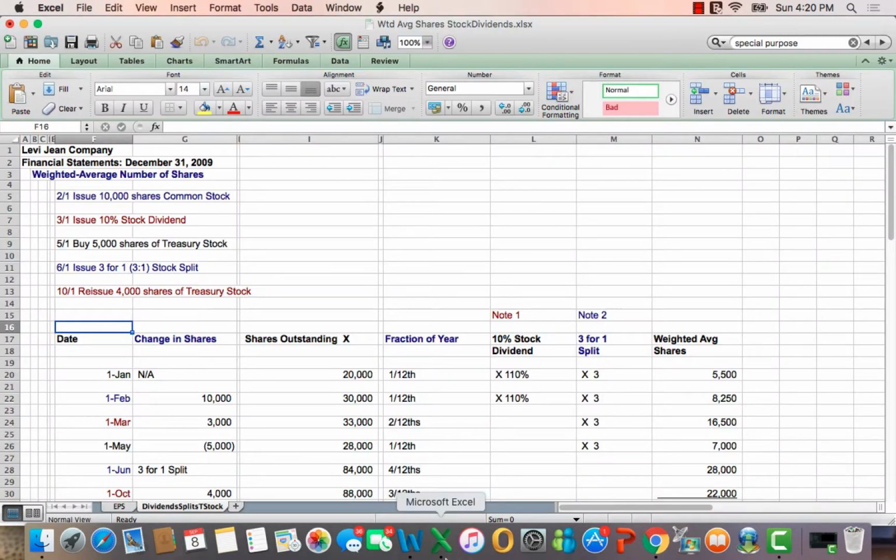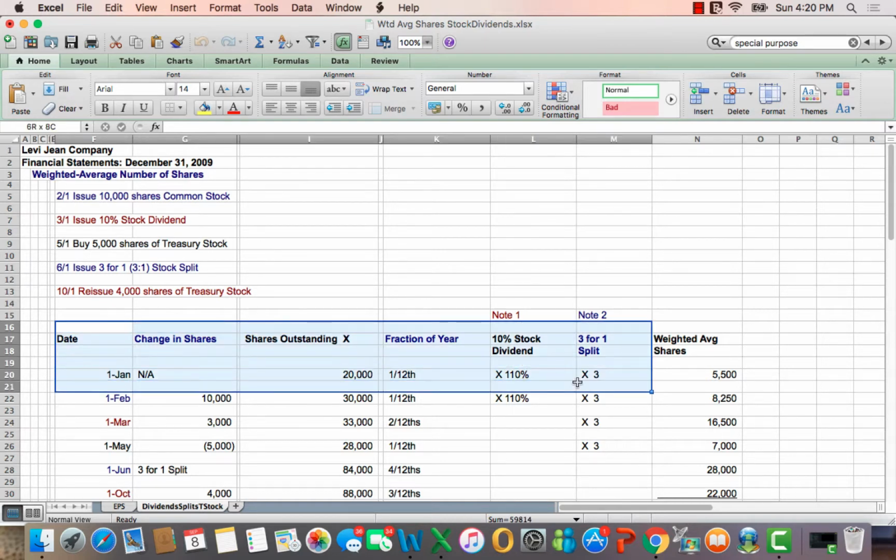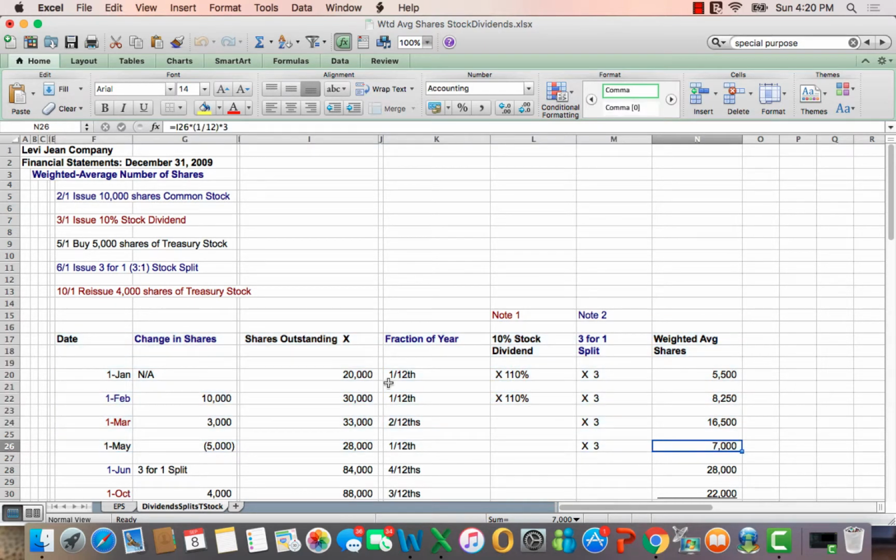This is the second of two videos explaining weighted average shares outstanding. And what I want to talk about here is what's going on in the spreadsheet. You'll see on January 1st that we start with 20,000 shares outstanding, and then we issue 10,000 more shares. If we add the two together, we come up with 30,000 shares after issuing additional shares on February 1st.